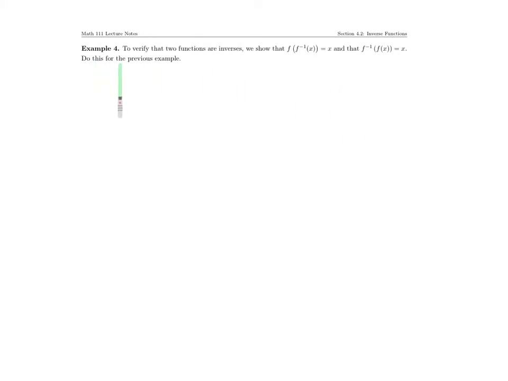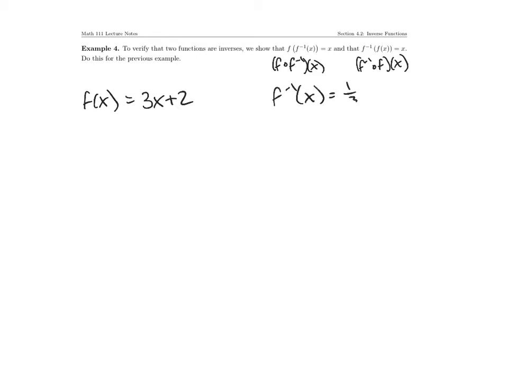So this is actually asking us to use the previous problem, so we already have those. So remember, if you're thinking about your composition notation, this could also mean f of f inverse of x, or f inverse of f of x. So we're trying to see if those are equal to x. Now we know that f of x is equal to 3x plus 2, and that f inverse of x is equal to 1/3 x minus 2/3.